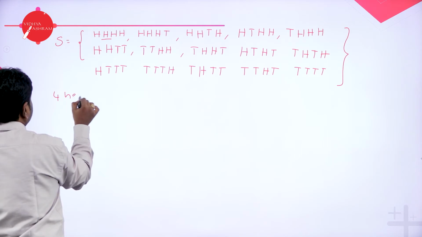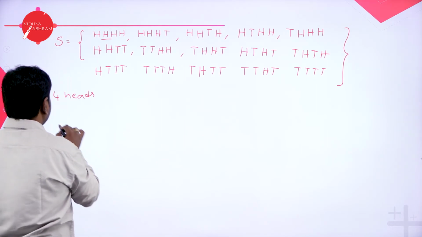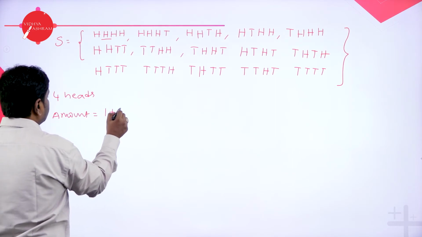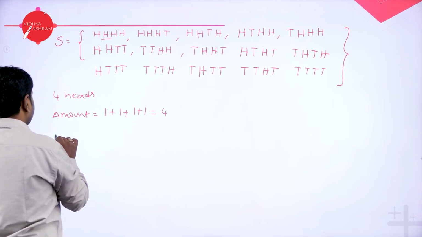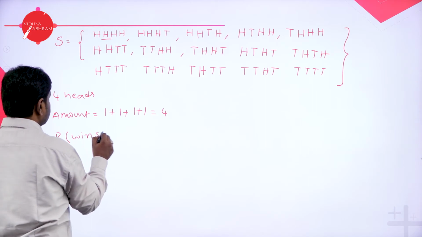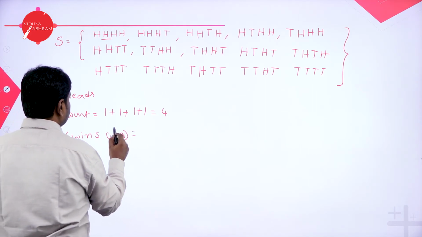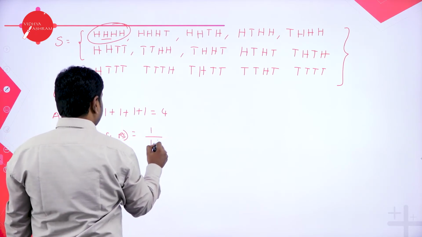4 heads. If you get 4 heads, you will win 4 rupees. The amount is 1 rupee plus 1 rupee, for each head you will get 1 rupee, total 4 rupees. Probability of winning 4 rupees is equal to favorable by total. For all 4 heads we have 1 out of 16.